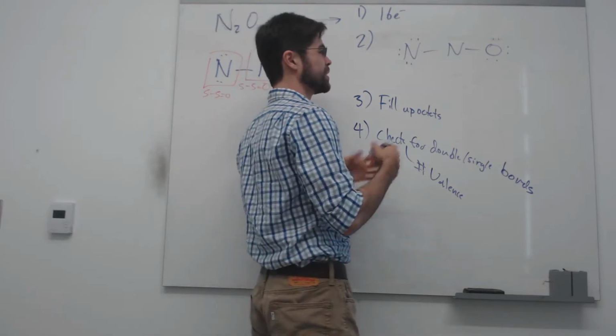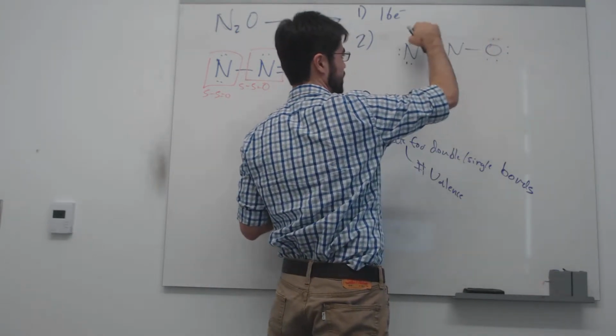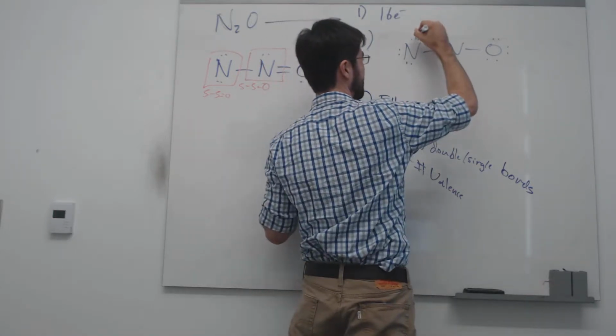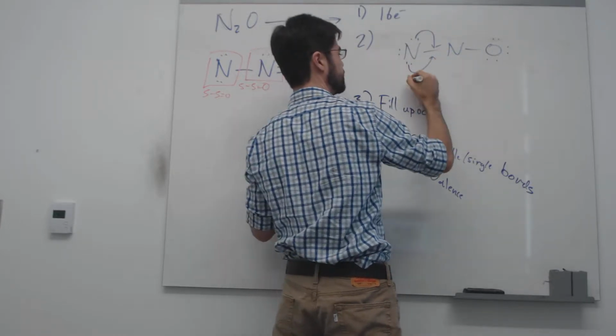So I have a couple of different strategies. I could use these electrons and share those here, or I can try sharing both of these. I have some options here. I could take this electron pair and this electron pair and make a triple bond.